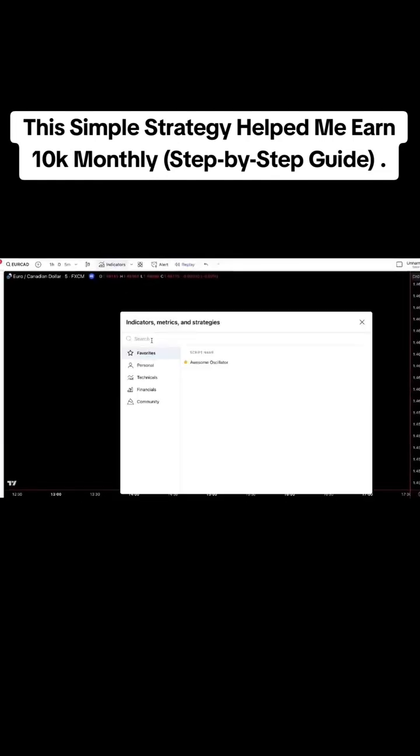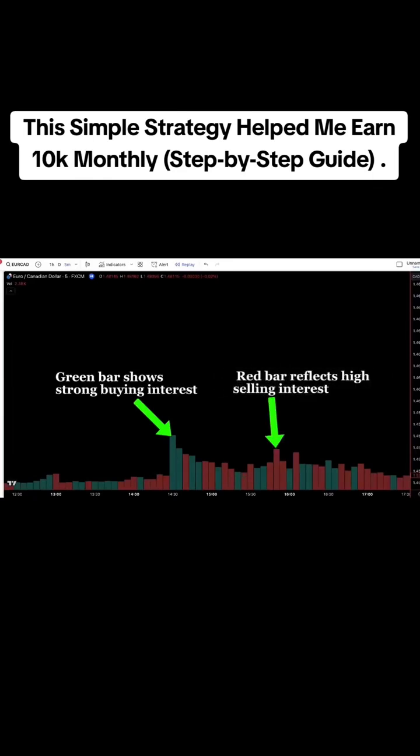Okay, now to view volume on TradingView, head to the Indicators tab, search for volume and select the standard volume indicator. This tool uses vertical bars to represent trading activity. The taller the bar, the higher the volume. For example, a green bar shows strong buying interest on a day when prices rise, while a red bar reflects high selling interest on a down day.